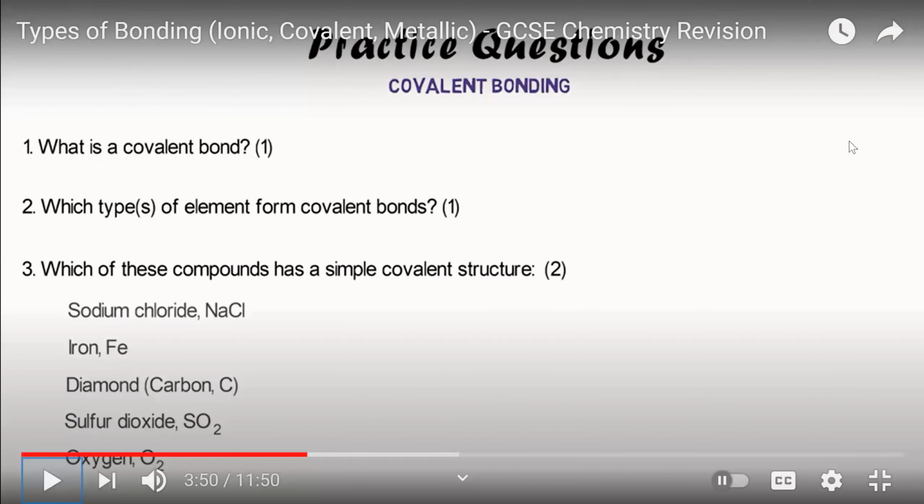Okay, so can anyone answer these questions? What is covalent bond? Afrin. Can I give it a try? Oh, okay, that's fine. It is an electrostatic force of attraction between a nonmetal and nonmetal where electron pairs are shared.